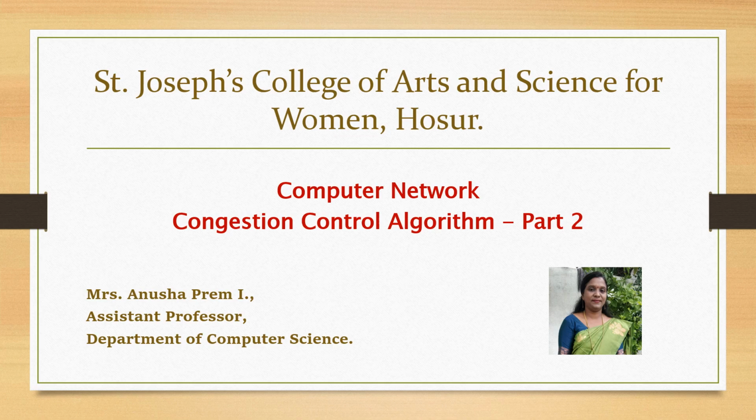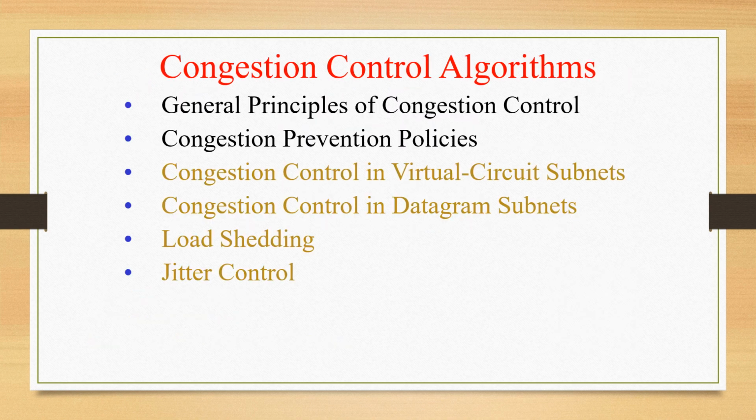So in this video we are going to see Congestion Control Algorithm Part 2 from the subject Computer Network. As we discussed earlier in the last video, congestion is nothing but traffic. So here we are going to see congestion control in virtual circuit subnet, congestion control in datagram subnet, load shedding and jitter control. Here we have two subnets, that is virtual circuit subnet and datagram subnet.